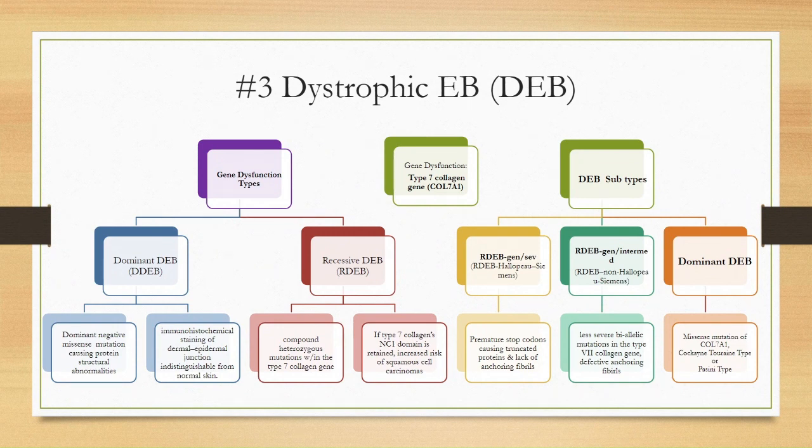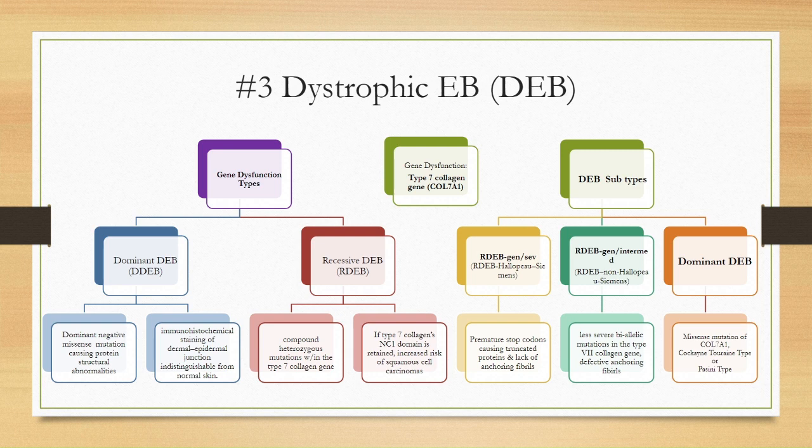Dystrophic EB, lots to break down here, but typically the mutation is in some sort of collagen 7 mutation, collagen 7A1. And that's going to be important later on because I'm going to briefly talk about this incredibly new advancement in technology that we have. Now, gene dysfunctions, you have dominant DEB, dominant dystrophic EB, recessive dystrophic EB. You have recessive dystrophic EB severe, recessive dystrophic EB intermediate, and dominant dystrophic EB. So it gets a little confusing here.